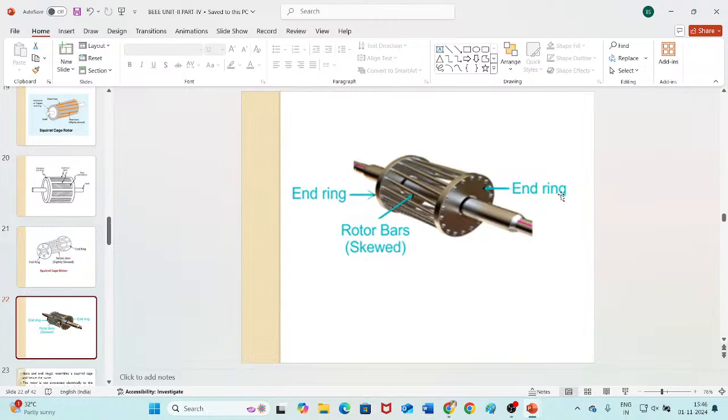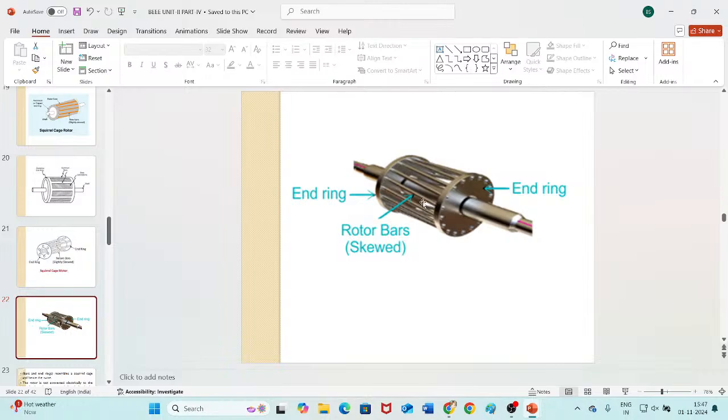Most three-phase induction motors have squirrel cage type rotors because they are simple and robust in construction. One disadvantage of the squirrel cage rotor is that it has low starting torque. The starting torque will be very, very low.